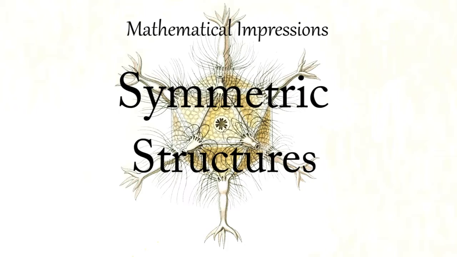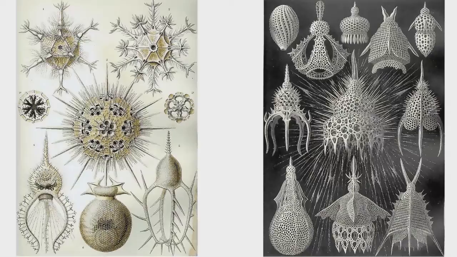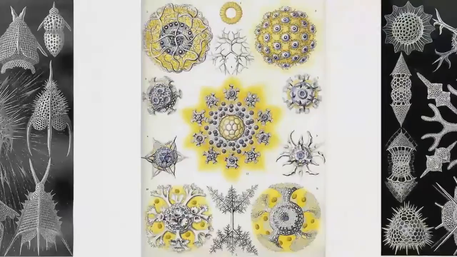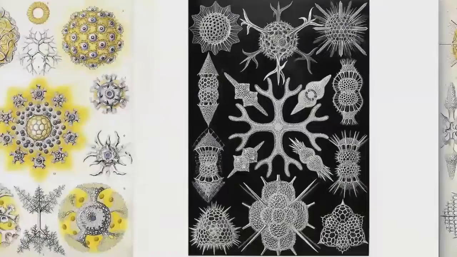Let me show you some beautiful structures. These are radiolarian skeletons. These single-celled microscopic creatures found in oceans all around the world are closely related to amoebas. The radiolarian that once lived inside the shell excreted minerals from its pseudopods, which can stick out through the holes and shape the outer skeleton.